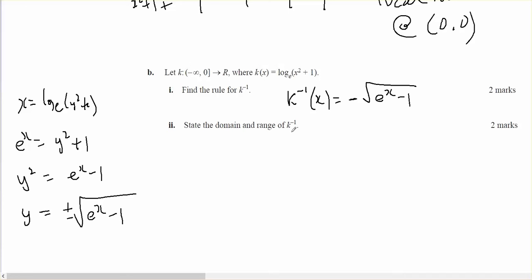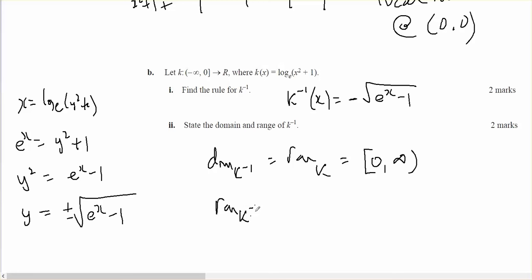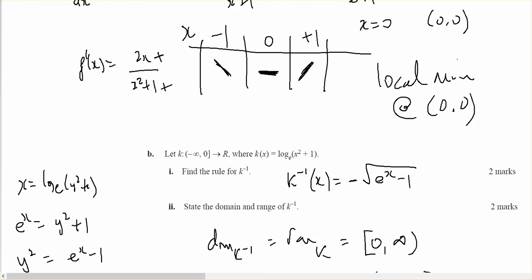State the domain and range of the inverse. Well, the domain of the inverse will equal the range of k, which, when x is 0, is like we said, 0 through to infinity. And the range of k inverse is going to equal the domain of k, which is negative infinity to 0. And that's the question.